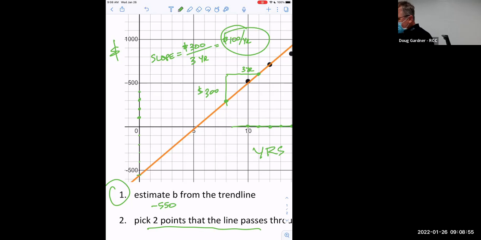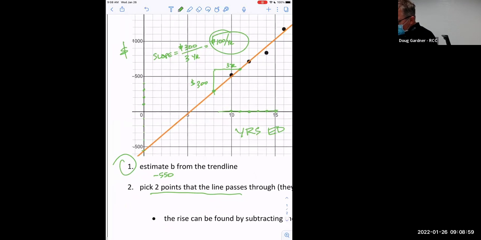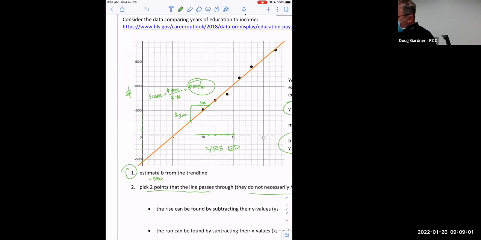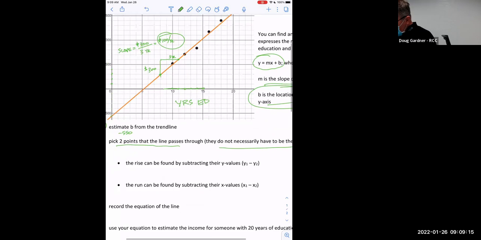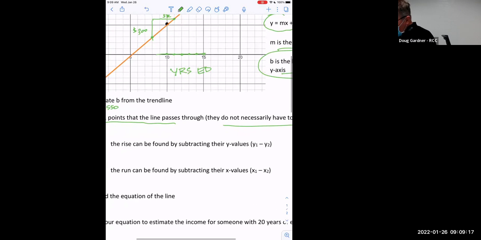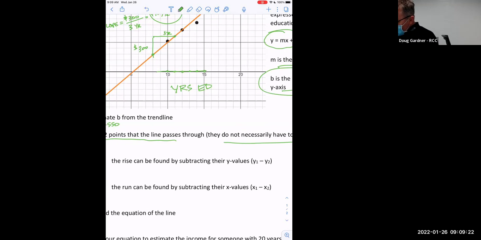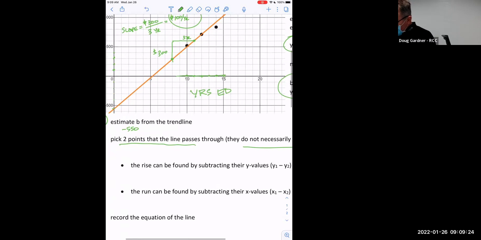Again, it's kind of cool to understand that it has a meaning. The slope itself is around 100, but it's kind of cool to understand it means $100 per year. In other words, every year of education, you get $100 more, basically, is what that slope is telling us. Now, you can just count it, but notice the rise can be found by subtracting their y values. Like I just counted it on the graph, but let's do this a little more sophisticated than that, maybe.